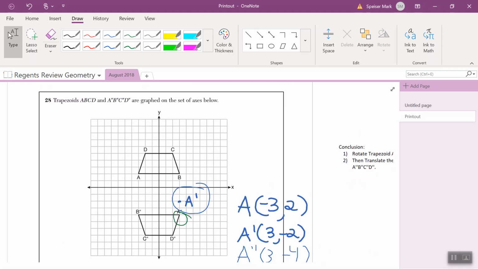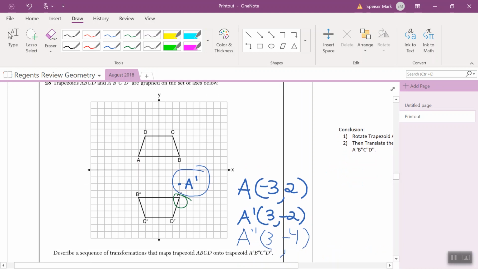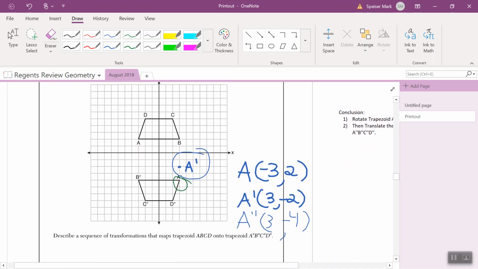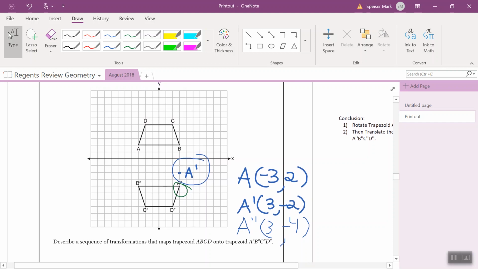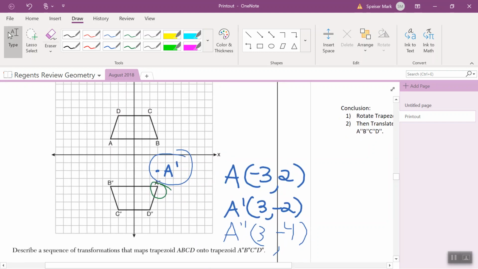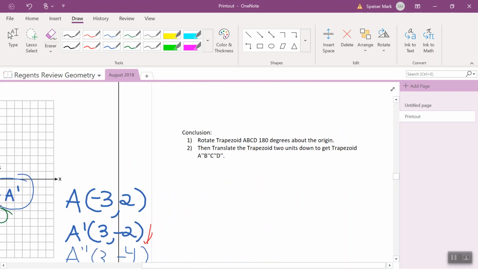Trapezoids ABCD and A double prime, B double prime, C double prime, D double prime are graphed on the set of axes below. Describe a sequence of transformations that maps trapezoid ABCD onto trapezoid A double prime, B double prime, C double prime, D double prime. So you map the distance of one point. A started at -3, 2. Then it traveled to 3, -2 at the rotation of 180 degrees, A prime. Then you move down 2 more to get 3, -4, which is the position of A double prime.